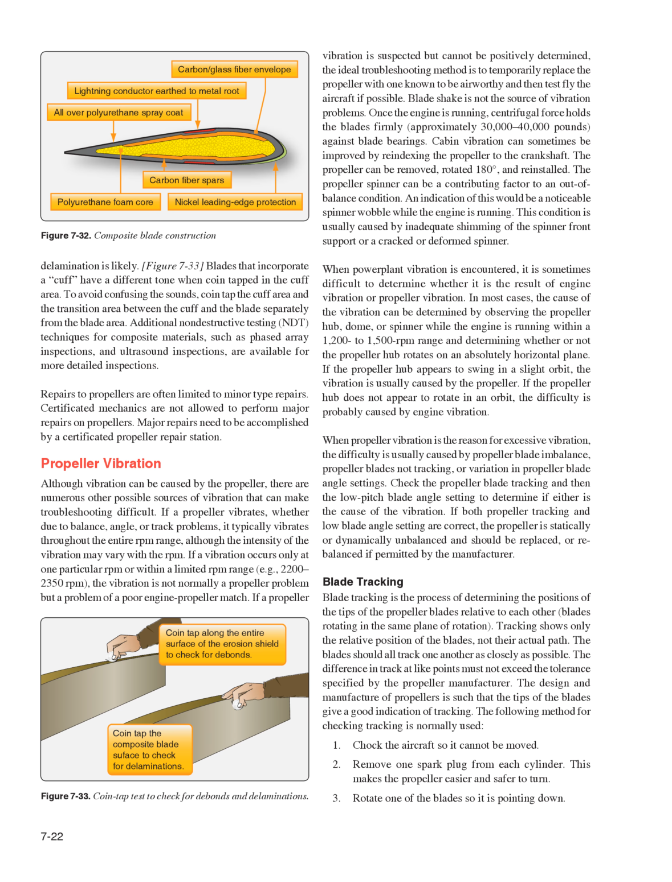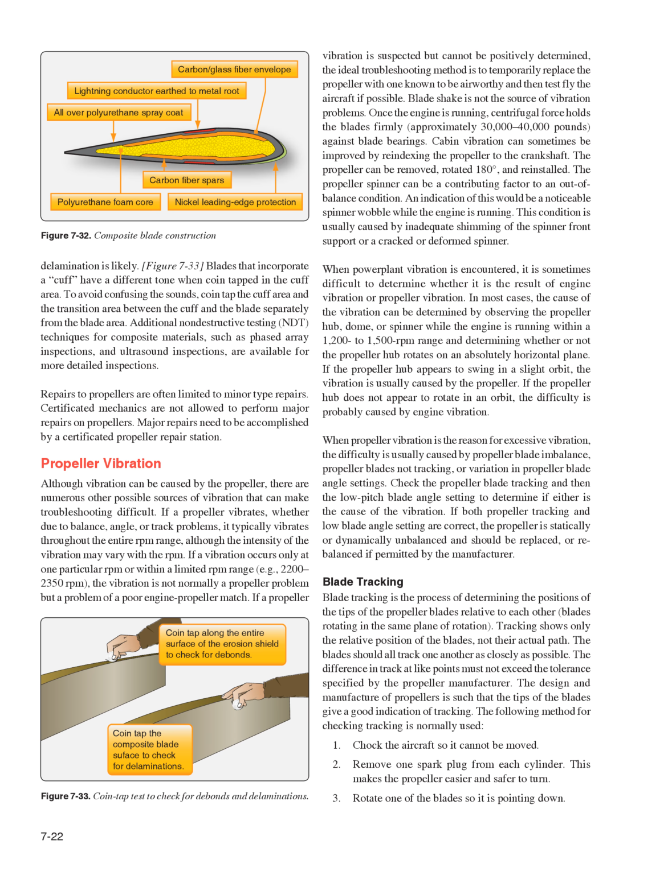Blade tracking is the process of determining the positions of the tips of the propeller blades relative to each other, blades rotating in the same plane of rotation. Tracking shows only the relative position of the blades, not their actual path. The blades should all track one another as closely as possible. The difference in track-alike points must not exceed the tolerance specified by the propeller manufacturer. The design and manufacture of propellers is such that the tips of the blades give a good indication of tracking. The following method for checking tracking is normally used.